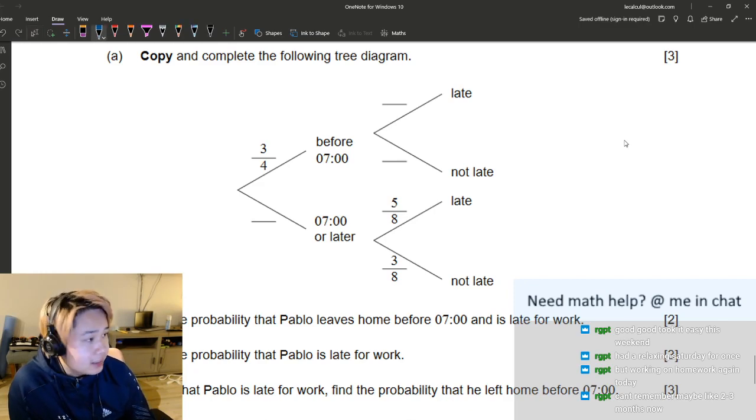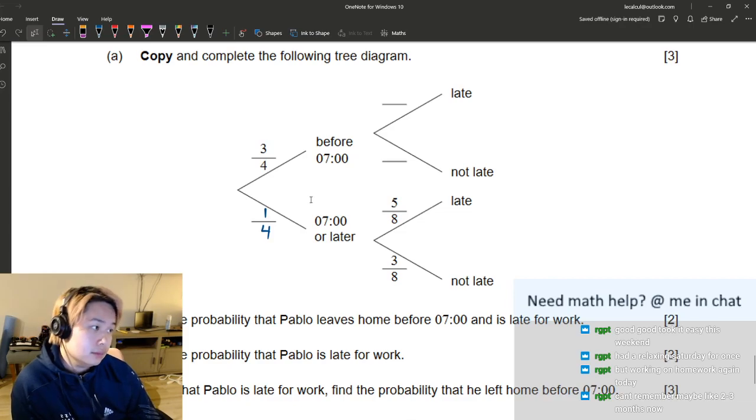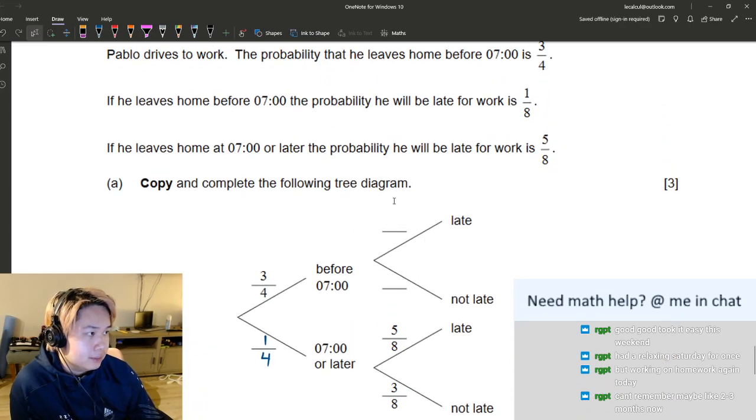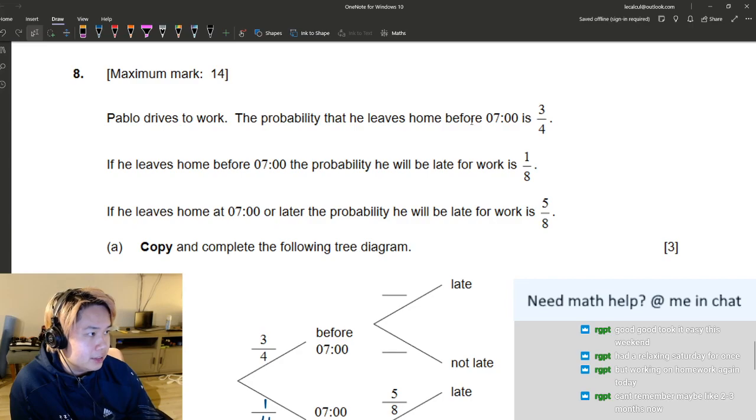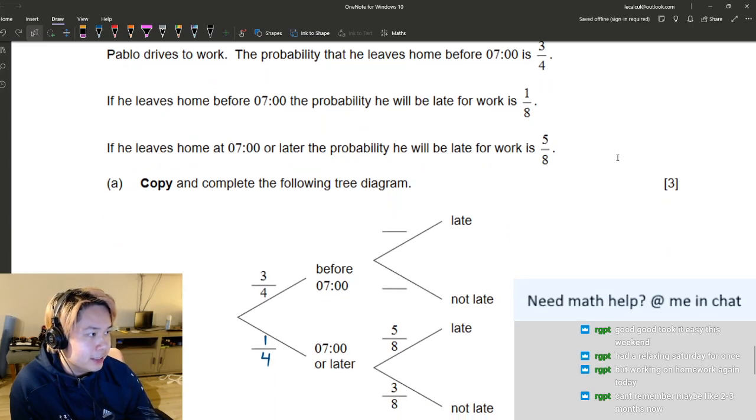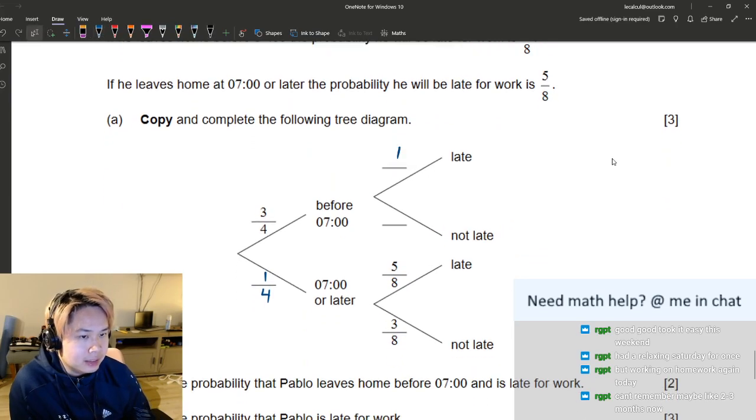Okay, so it says here 3 out of 4 is his chance to leave before 7, which means that 1 out of 4 is his chance to leave after 7 or at 7. And then we need to fill out this. It says here that if he leaves home before 7, then the chances of him being late for work is 1 out of 8. So this part of the tree is 1 out of 8, which means that this part is 7 out of 8.